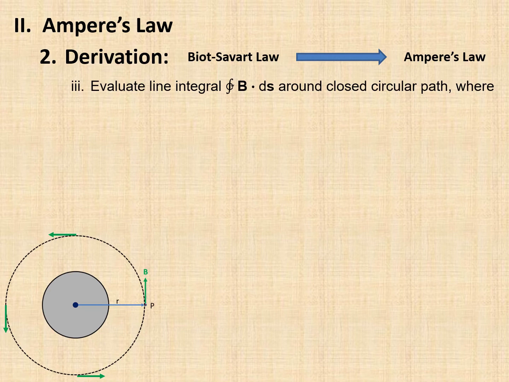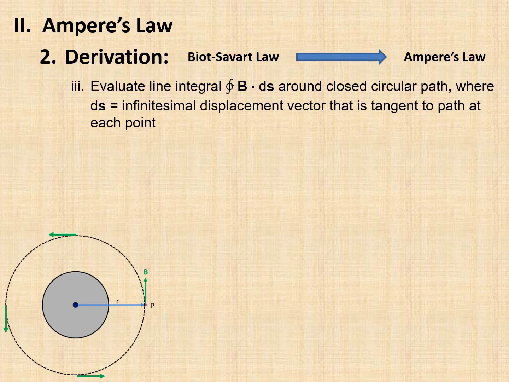Now here's a case where the symmetry of the current distribution tells us something about the magnetic field. Since there is no angular dependence to the current distribution, we would expect the field would have no angular dependence either. In other words, at a fixed radius from the wire, the magnitude of the field should be the same value. So we start by evaluating this line integral using the value of the magnetic field that we already determined using the Biot-Savart law.